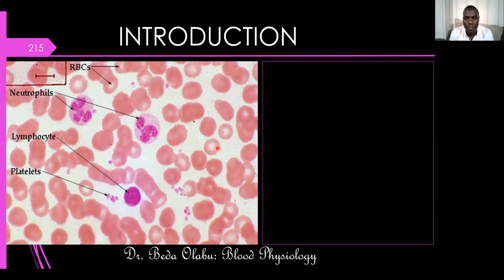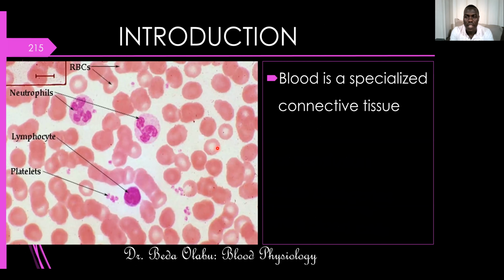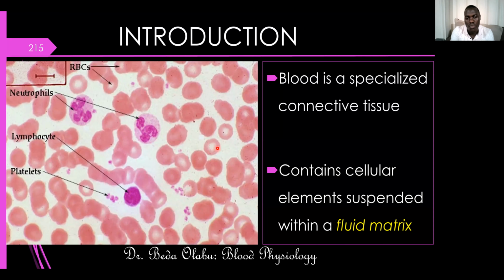Now, blood is considered a specialized connective tissue. We consider blood a specialized connective tissue because this type of connective tissue has a fluid matrix. Remember, the other connective tissues don't usually have a fluid matrix, but blood has a fluid matrix. That's what makes it special.